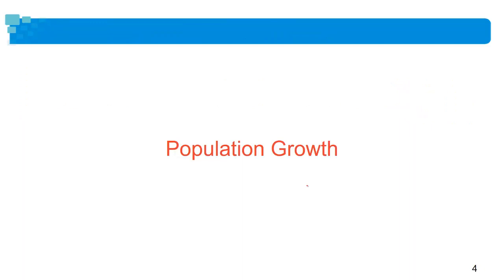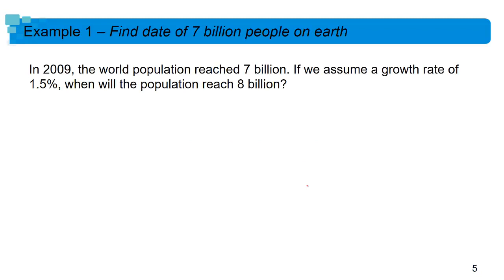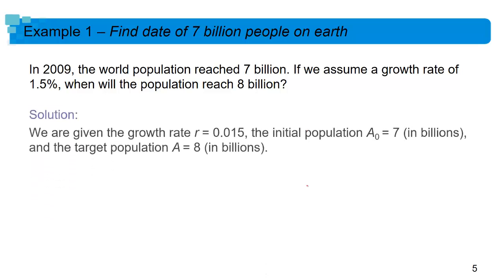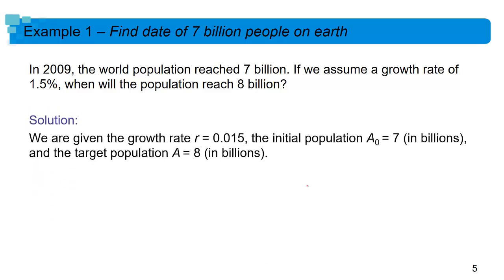Okay, let's look at an example of population growth. In 2009, the world population reached 7 billion. If we assume a growth rate of 1.5%, when will the population reach 8 billion? Pretty easy, straightforward question. All we have to do is identify what all of the variables are and plug the numbers in. So if we're growing at 1.5%, we can see that r equals 0.015. Remember, as a decimal. Our initial population is our A sub 0. That's 7. We'll just leave it as 7 instead of putting a ton of zeros after it.